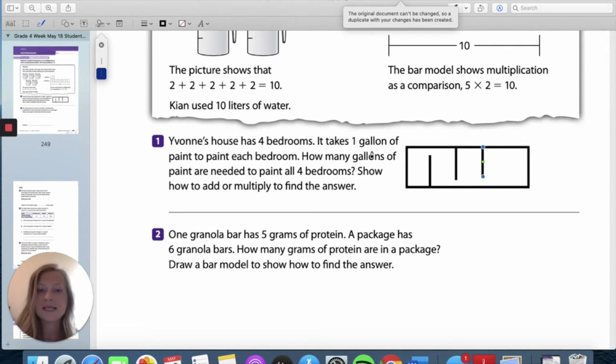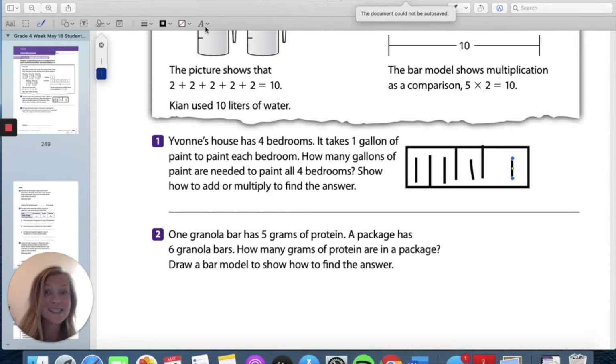So it says that it takes 1 gallon of paint to paint each bedroom. So I'm going to put a gallon in here, a gallon in there, a gallon in there, and a gallon in there. And I see that I have 1, 2, 3, 4 gallons, or 1 times 4, which means that she is going to need 4 gallons to paint all of the bedrooms.